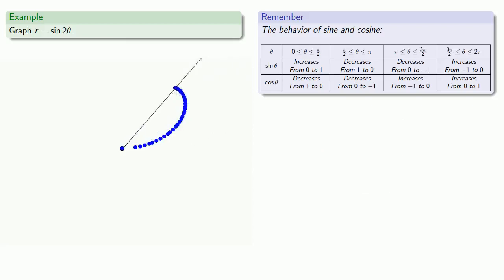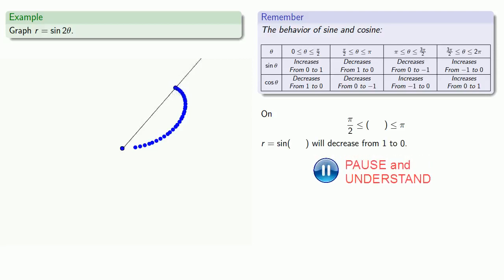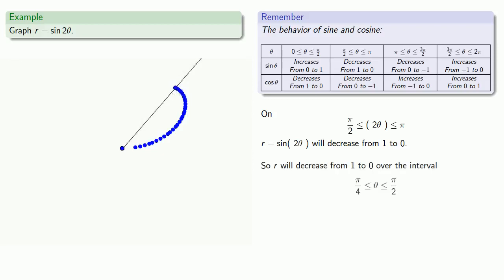And we can continue. If the angle is between pi over 2 and pi, then r equals sine of it will decrease from 1 to 0. So the angle is 2 theta, and so we find that r will decrease from 1 to 0 over the interval between pi over 4 and pi over 2. So we might continue our graph this way.